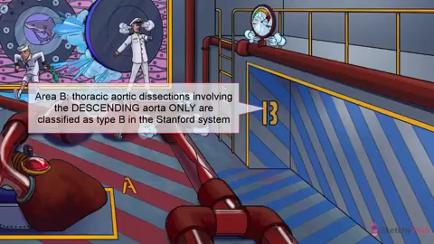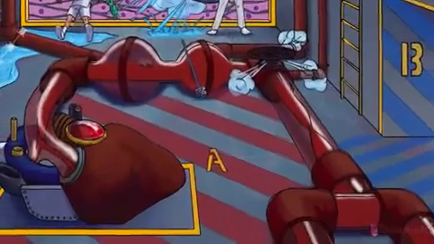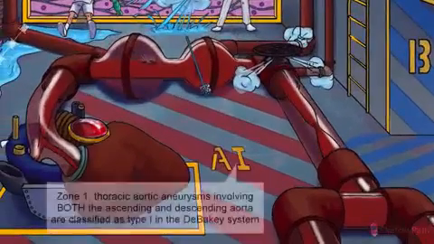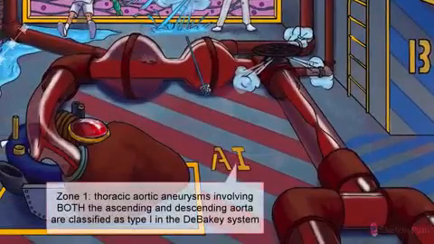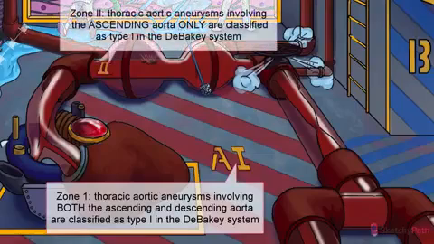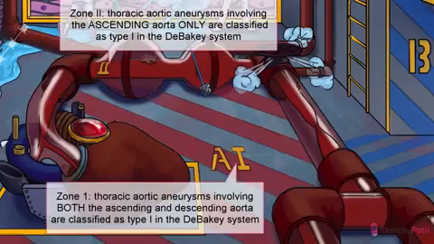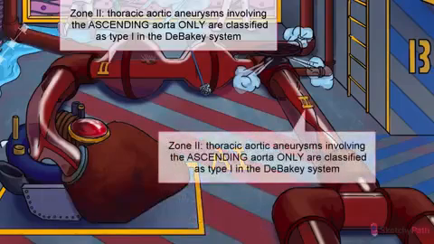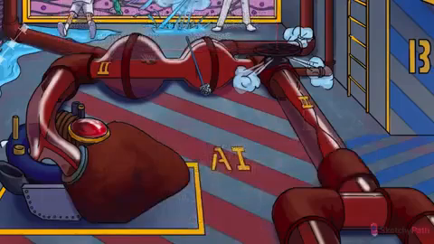What if the dissection includes both the ascending and descending aorta? The Stanford system puts this in the Type A category because it involves the ascending aorta. The DeBakey system, on the other hand, is a bit more precise, consisting of 3 types. Type 1 involves both the ascending and descending aorta. Type 2 affects the ascending aorta only, and, not surprisingly, Type 3 affects the descending aorta distal to the takeoff of the left subclavian artery.